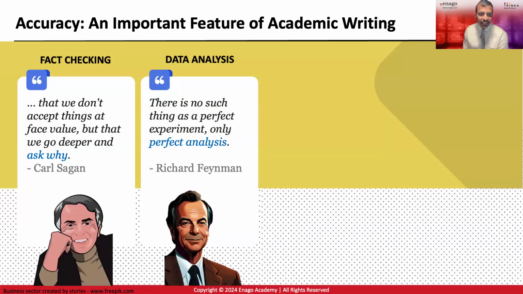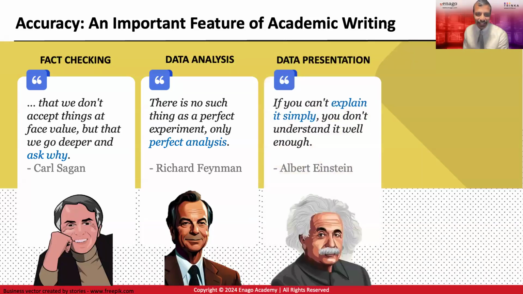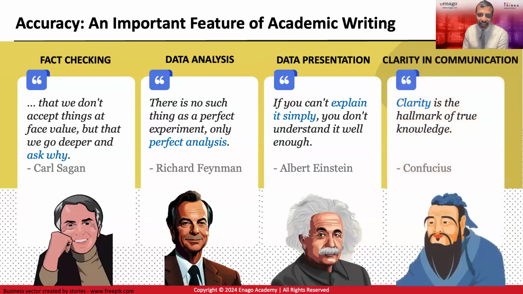Now let's go to a quote from Richard Feynman. There is no such thing as a perfect experiment, only a perfect analysis. So this I could equate to accuracy in terms of data analysis and interpretation. Moving on to the next one, a quote from Albert Einstein himself: if you cannot explain it simply, you do not understand it well enough. So this can be related to data presentation and in terms of writing accuracy or simplicity, conciseness, etc. And finally, we have a quote from Confucius: clarity is a hallmark of true knowledge. And I equate that to clarity in communication.